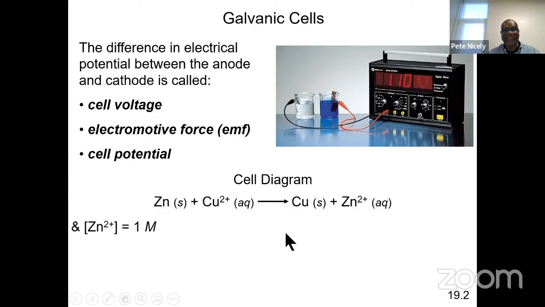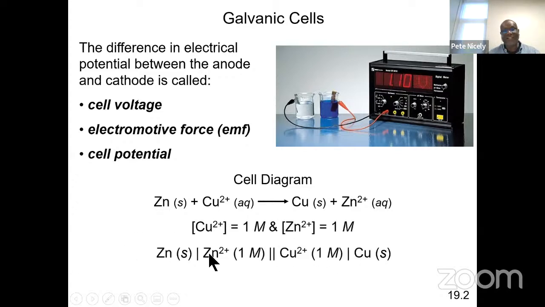And it looks like this, all right? Now, as I said before, the concentrations of the copper 2+ and the zinc 2+ will be 1 molar. So we use what is called a cell diagram to represent this cell. So this is what it looks like, right?